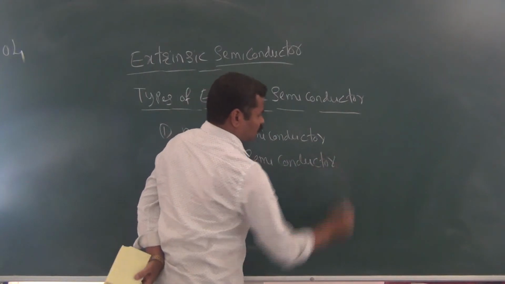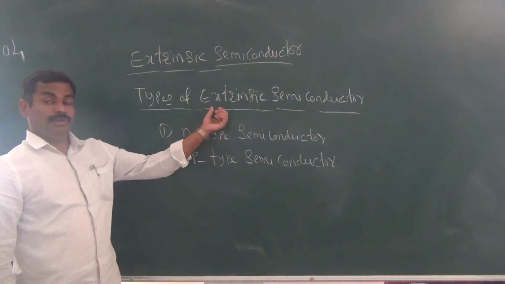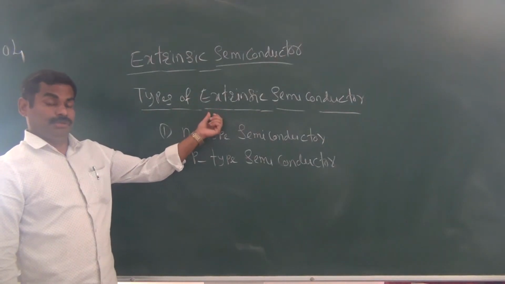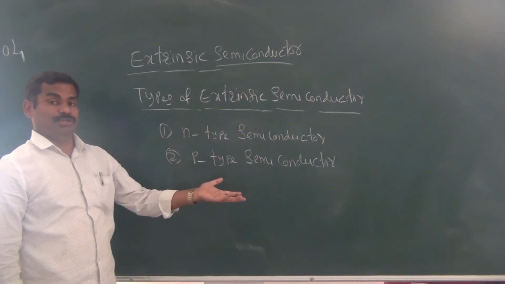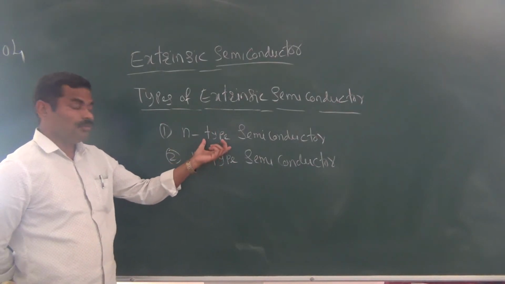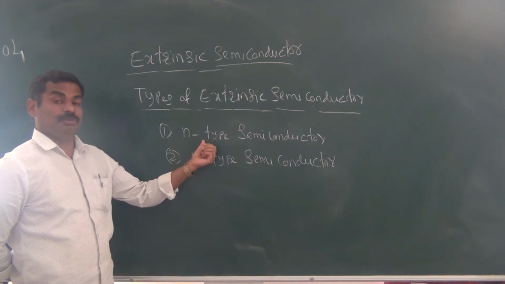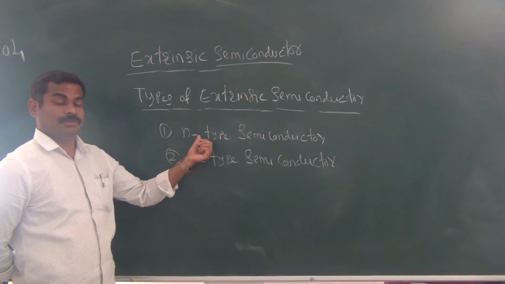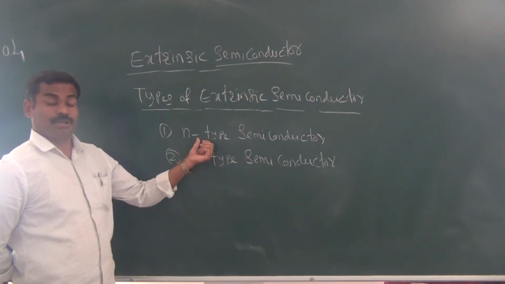As I said already, extrinsic semiconductors are impure, they are called doped semiconductors. Doping is nothing but adding impurities. You have done the types of semiconductor on the basis of doping, N-type semiconductor and P-type semiconductor. Actually, it's a very important question for your exam.